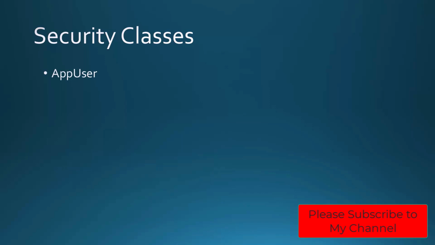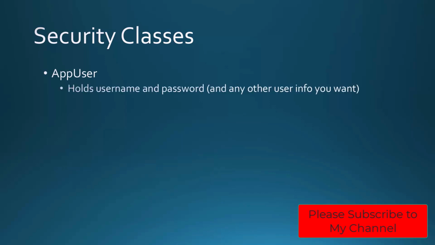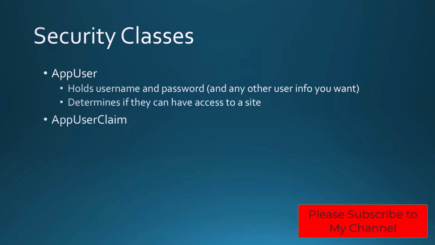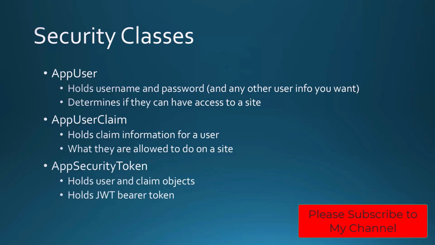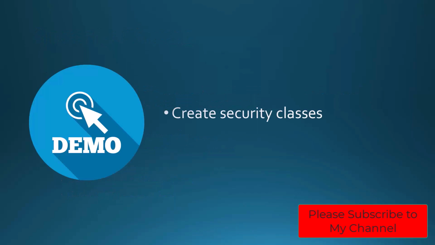So we're going to create an app user class that will hold the username and password and, of course, any other user information you want. And this is going to determine if they have access to the site. We're going to create an app user claim class that we're going to use to hold claim information for a user and what they are allowed to do on the site. We're going to create an app security token class that holds the user and the claim objects, and it holds the JWT bearer token. So we have to create all these new classes. So let's go back to our project and create these security classes.